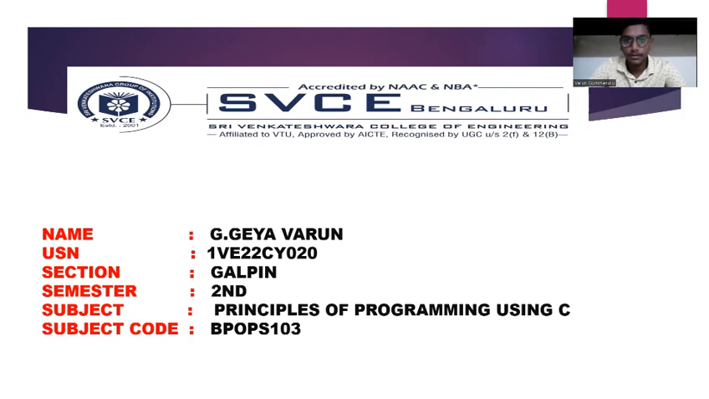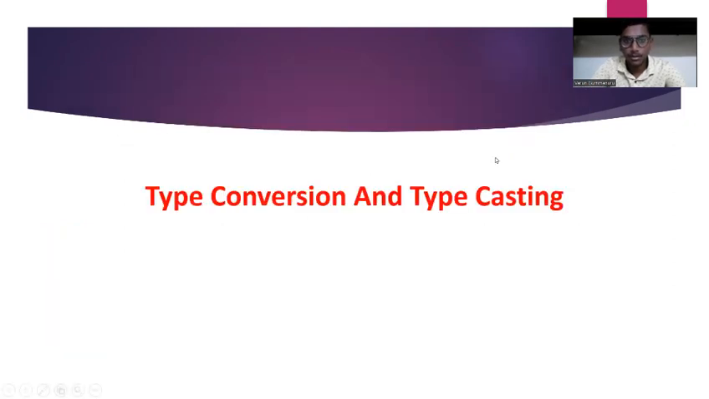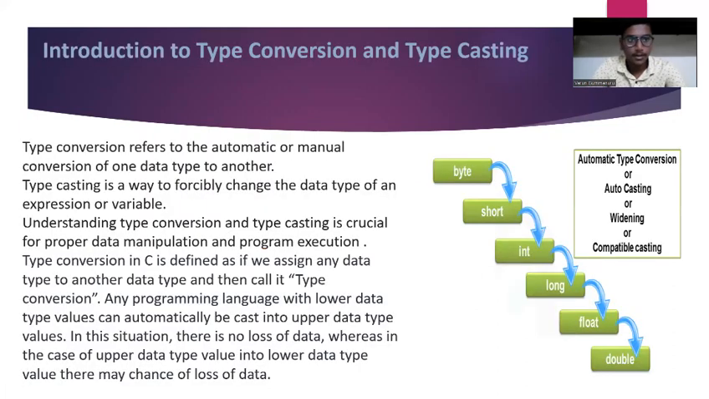In this video, we will discuss type conversion and typecasting. So let us dive into the topic. Introduction to type conversion and typecasting. Type conversion refers to the automatic or manual conversion of one data type to another. Typecasting is a way to forcefully change the data type of an expression or variable. Understanding type conversion and typecasting is crucial for proper data manipulation and program execution.